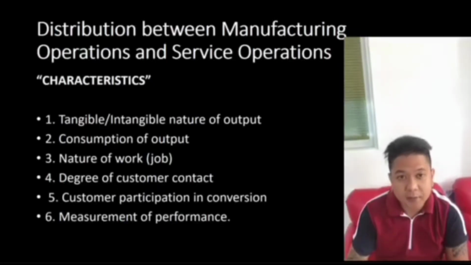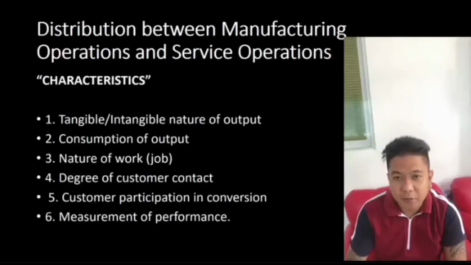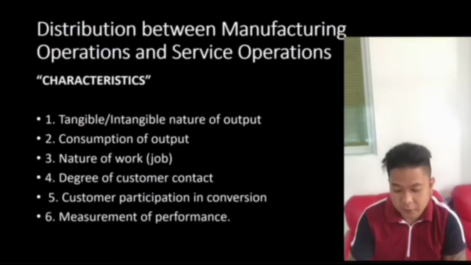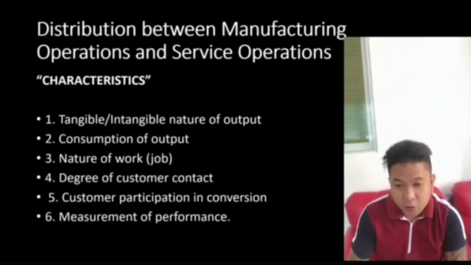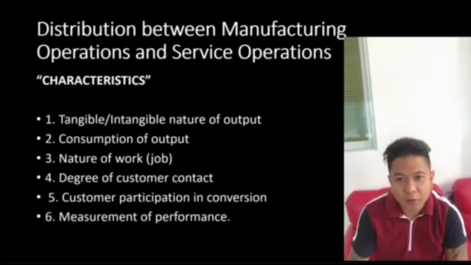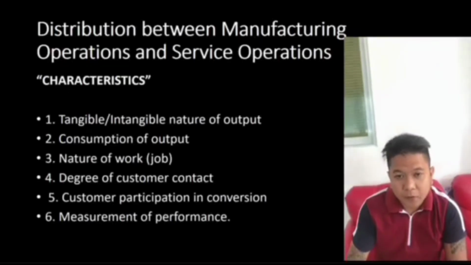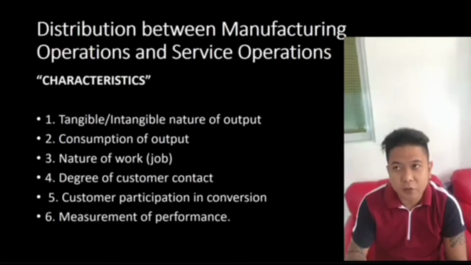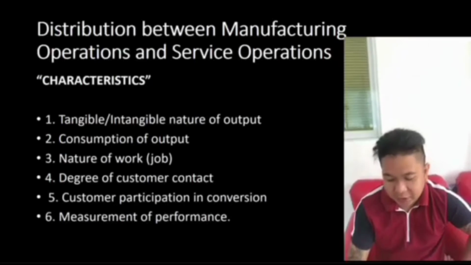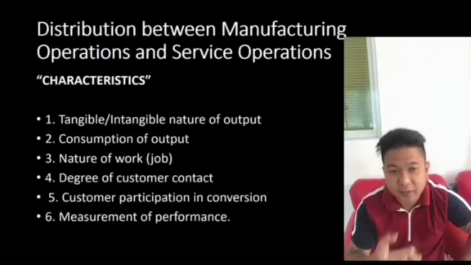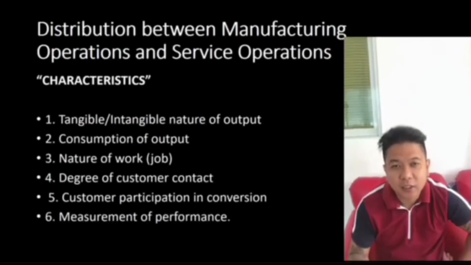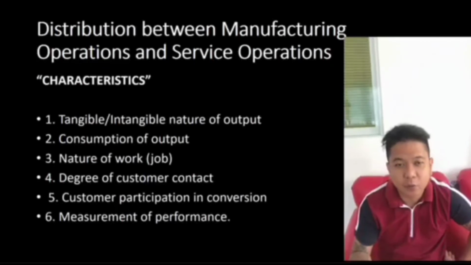So characteristics. The following can be considered for distinguishing the manufacturing operations from the service operations. The first one is the tangible or intangible nature of output, or what we call the products. The next one is the consumption of output, or these are the outputs that customers consume. Number three is the nature of work or the job. These are the jobs that use less labor and more equipment.